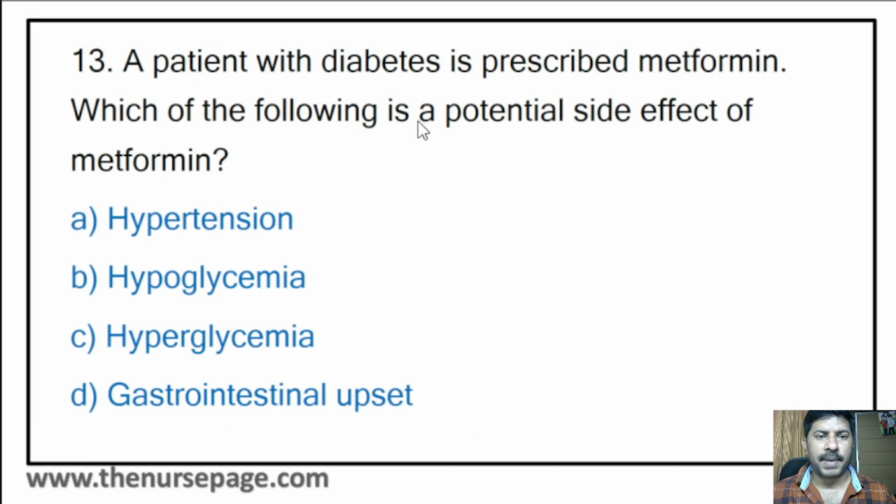13th question. A patient with diabetes is prescribed metformin. Which of the following is a potential side effect of metformin? Hypertension, hypoglycemia, hyperglycemia, gastrointestinal upset. It is a confusing question, so I will explain. Most of you answered hypoglycemia. Hypoglycemia is also one of the complicated side effects, so here I will explain.